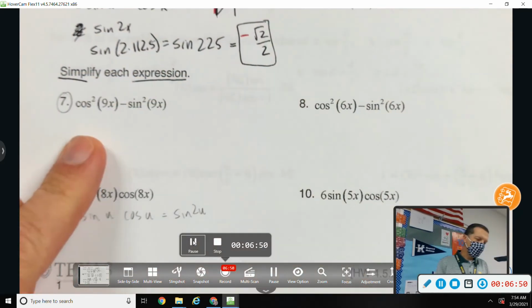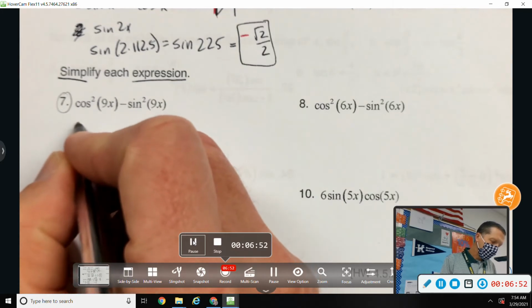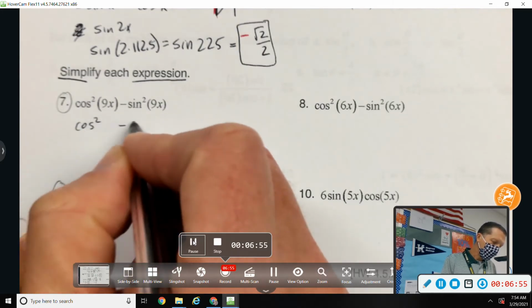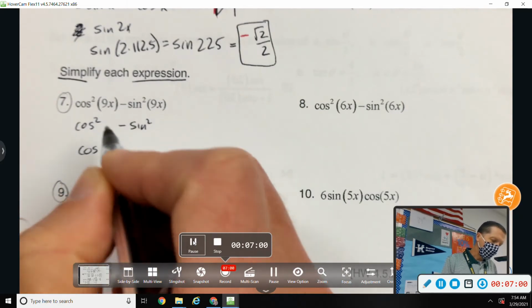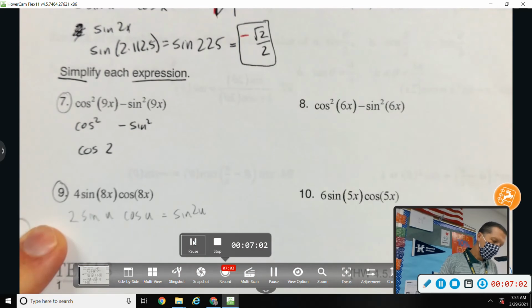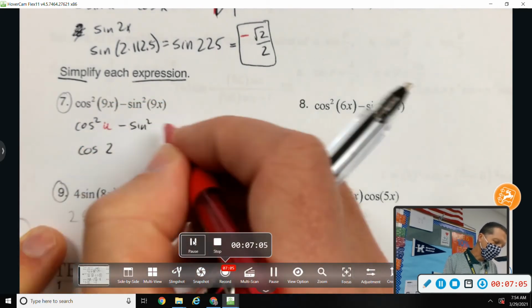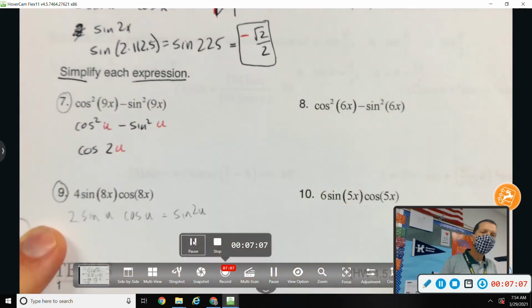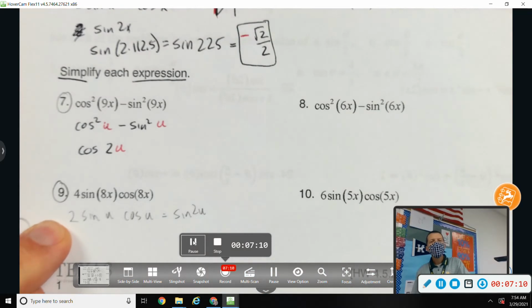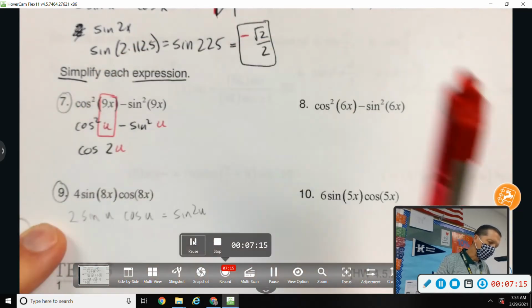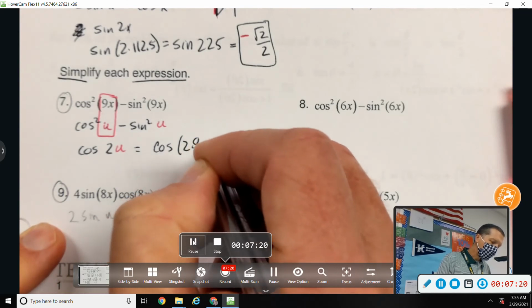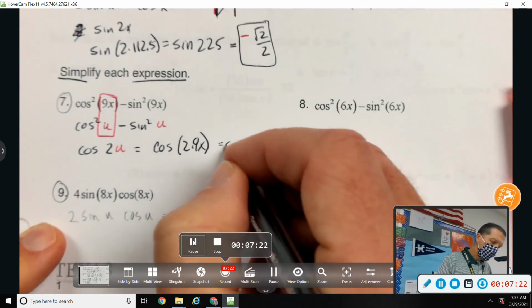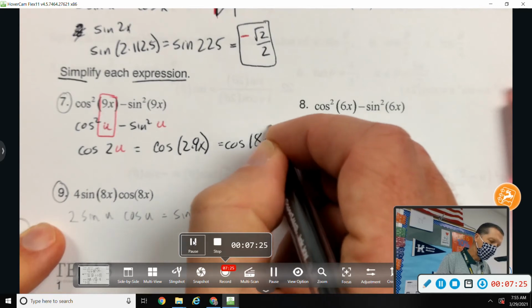So this looks a lot like, let's see, that's cosine squared minus sine squared. That's cosine of 2x. Although, it's kind of tricky if there's an x already in there, so I'm going to switch up my variables and just say that it's a u. Because now I can see that 9x is playing the role of u. So cosine of 2 times 9x, which is the cosine of 18x.